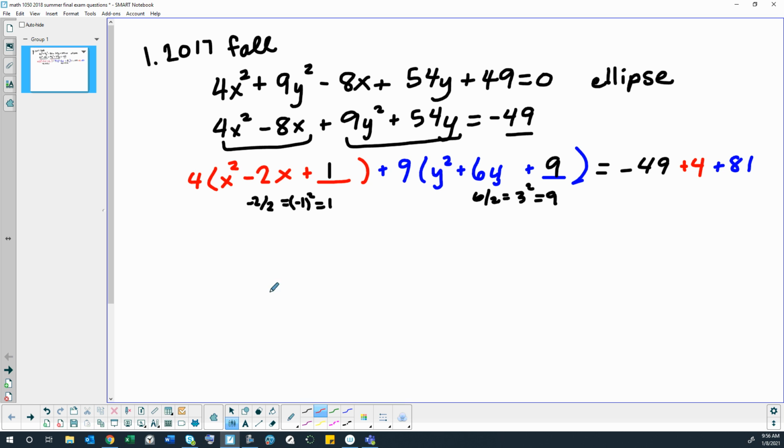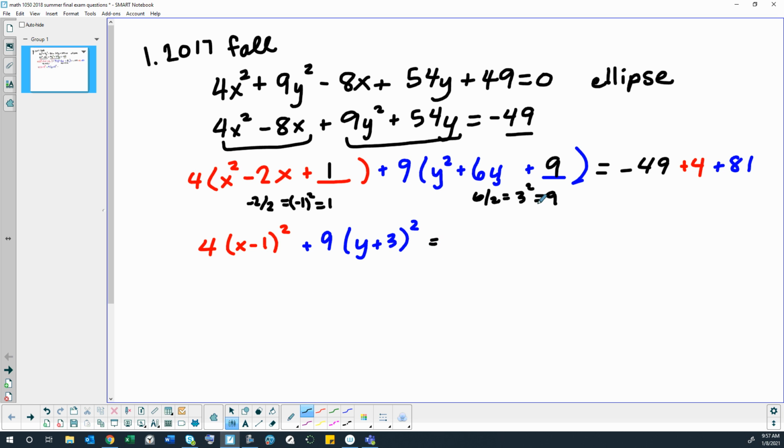Okay, now we have 4 times x minus 1 squared. Minus because that's minus, 1 because that's the number we got when we halved it. Then we have 9 times y plus 3 squared. Again, that was the number we had when we halved it. That's our binomial squared that would give us this perfect squared trinomial.